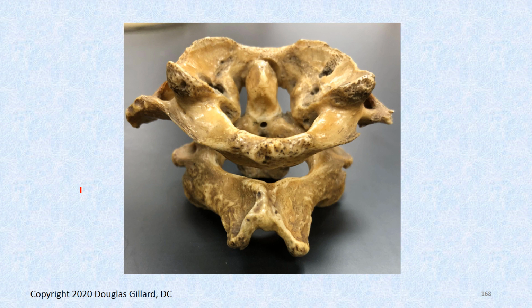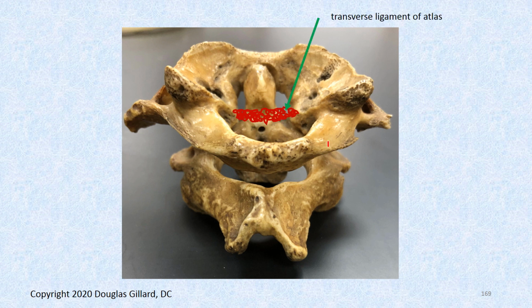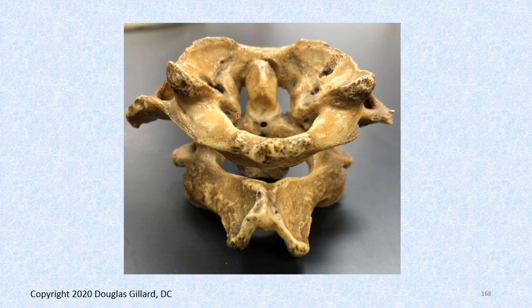Just a real nice picture of atlas and axis sitting on top of one another. There's the dens, of course. Transverse ligament would be right there. Colliculus atlantis would be right here. If we go back, we can see them. Colliculus atlantis would be here and here.